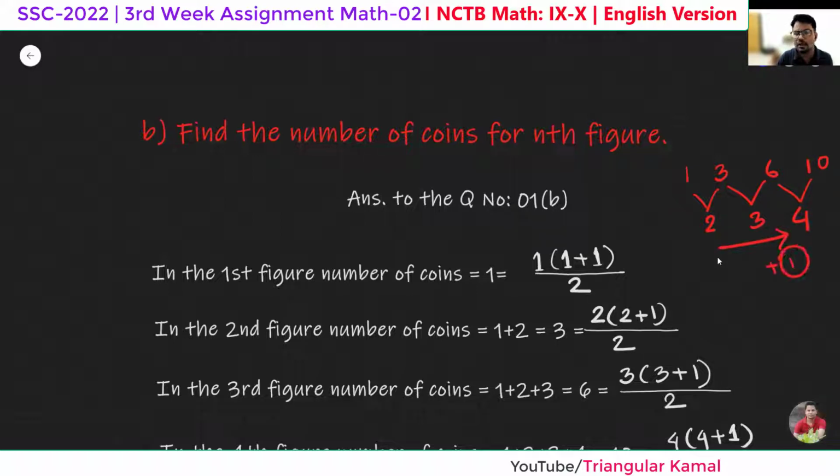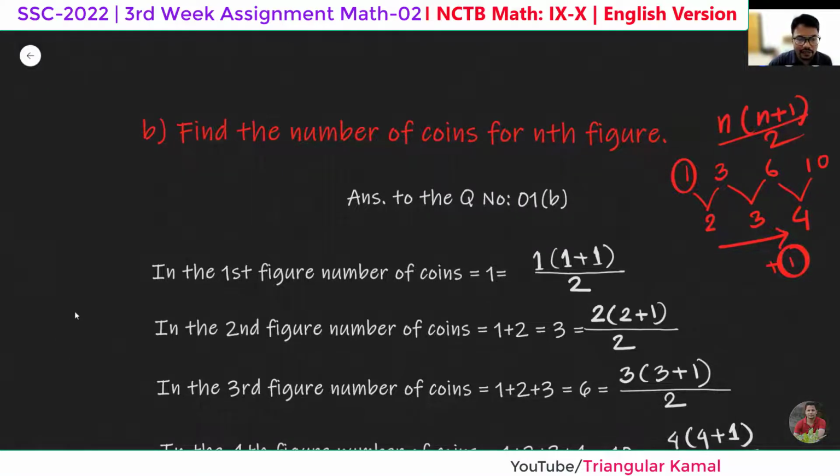The difference increases by 1. That means the first one is n, and the difference increasing by 1 means n plus 1. So now, to make it equal to the first one, we will divide by 2. Similarly, for 1, it is 1 multiplied by 1 plus 1, which is 2, and 2 divided by 2 is 1.